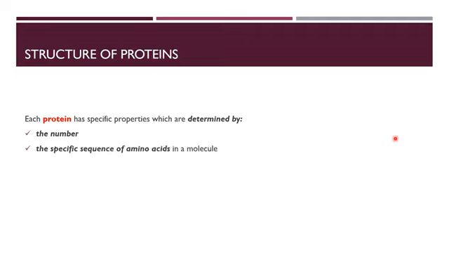Now the structure of the proteins. Each protein has specific properties which are determined by the specific sequence of amino acids, the number of amino acids, and the shape of the protein. So the protein specification is determined by the amino acid number and the sequence as well as the shape.